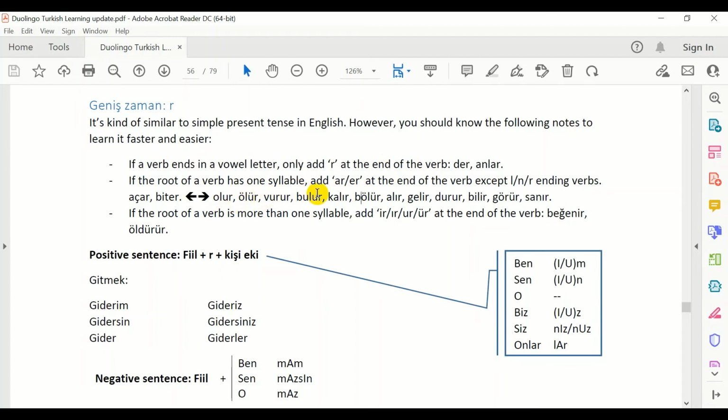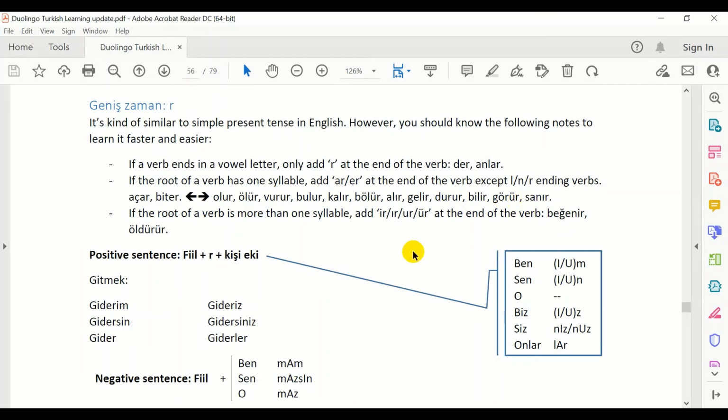Vurmak, vurur, bulmak, bulur, kalmak, kalır, almak, alır, gelmek, gelir, durmak, durur, bilmek, bilir, görmek, görür, sanmak, sanır.